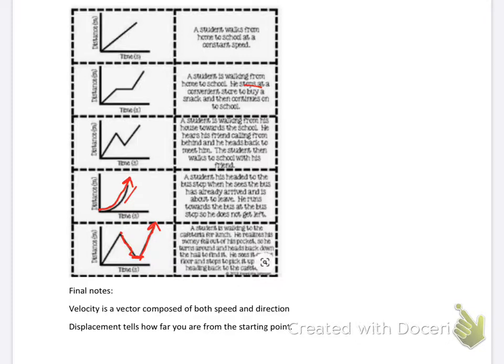Okay, final notes. Velocity is a vector composed of both speed and direction. So you can say our velocity was 30 miles per hour and we traveled due east. So velocity has both speed and direction. And displacement, which is a term I've been using, tells how far you are from your starting point.